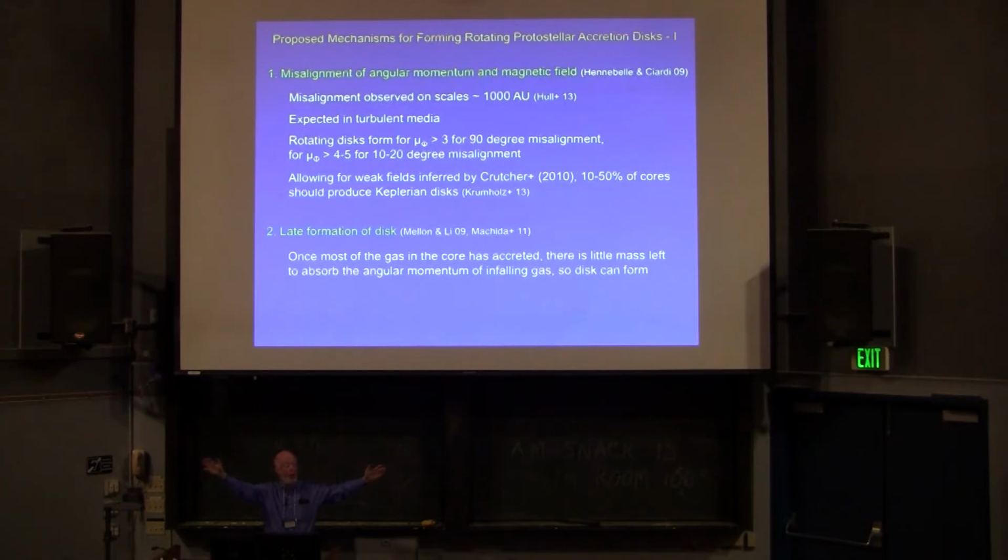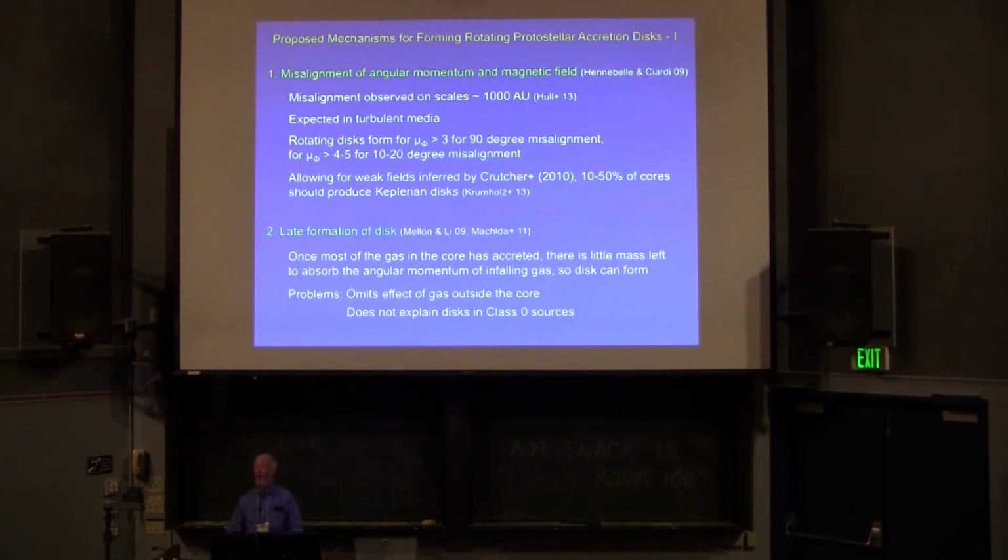However, once all the gas has fallen in, there's no gas to transfer the angular momentum to, and so then it will conserve angular momentum, and you get a nice disk. So there are two problems with that, at least in my opinion. The first is that, as I indicated, it totally ignores all the gas that is outside the core that's forming. There is gas out there, and so you can continue to transmit angular momentum.